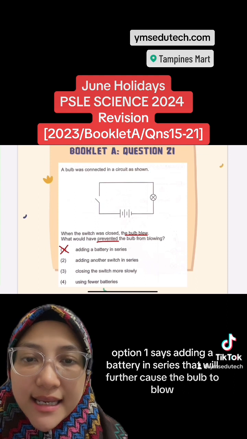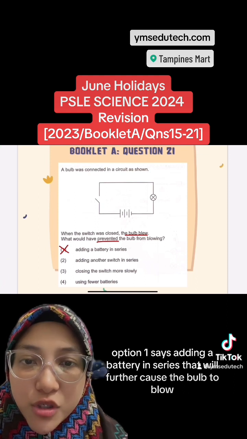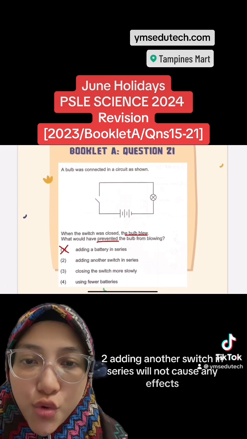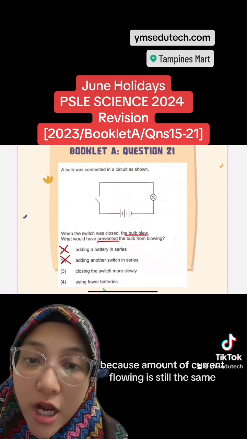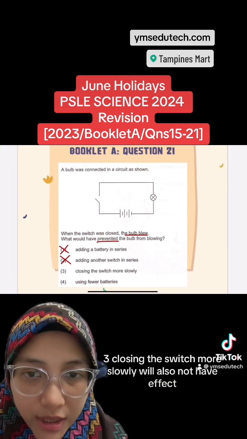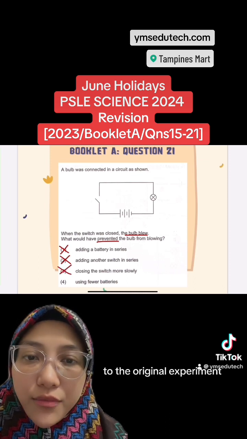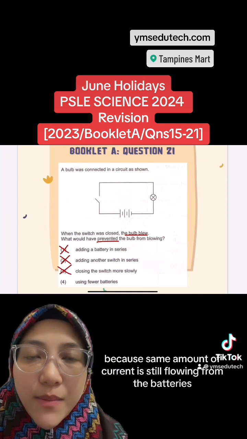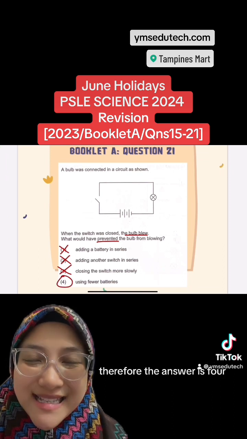Option 1 says adding a battery in series. That will further cause the bulb to blow. Option 2, adding another switch in series, will not cause any effect because the amount of current flowing is still the same. Option 3, closing the switch more slowly, will also not have any effect on the original experiment because the same amount of current is still flowing from the batteries. Therefore, the answer is 4.